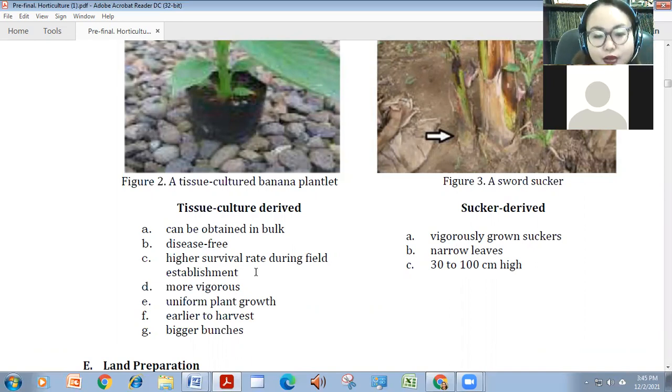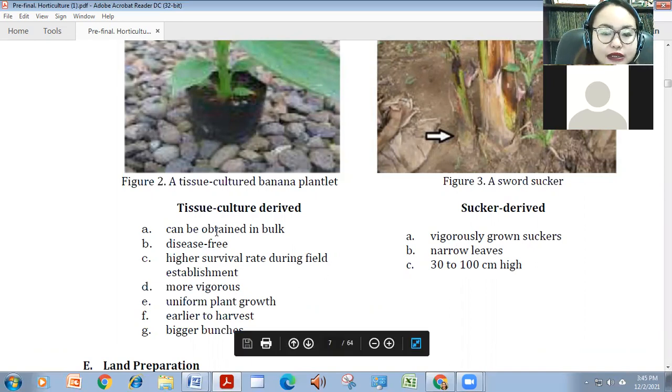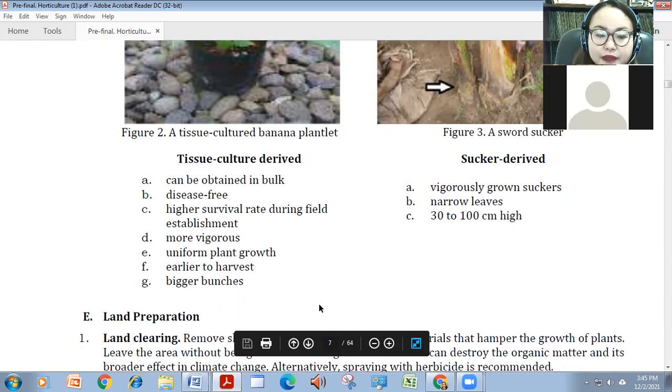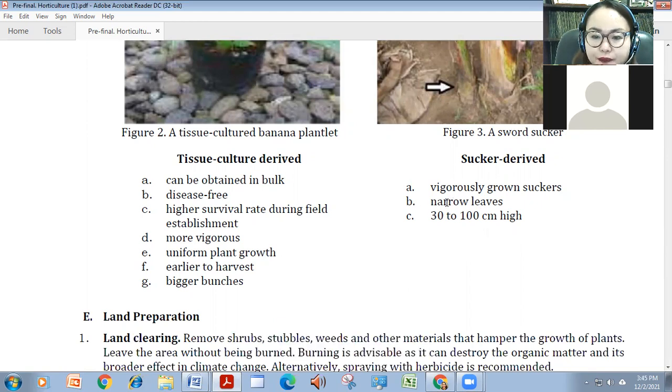If you need like 10,000, no, you cannot do that with suckers. So for tissue culture, it is achievable, na, and it's even disease-free, unlike for sucker. And high survival rate also sa field, and more vigorous and uniform pa ang growth niya, and earlier to harvest and even have bigger bunches. But for sucker, it has narrower leaves, and although vigorous siya, and it's somewhat 30 to 100 centimeter in height.